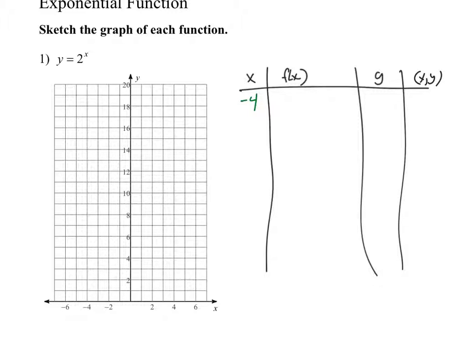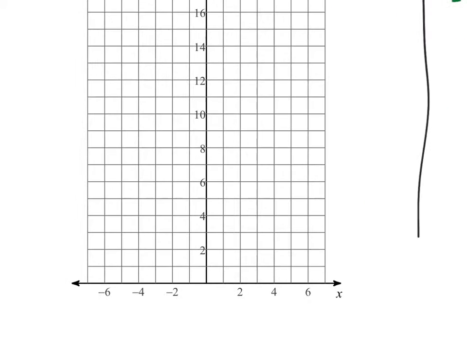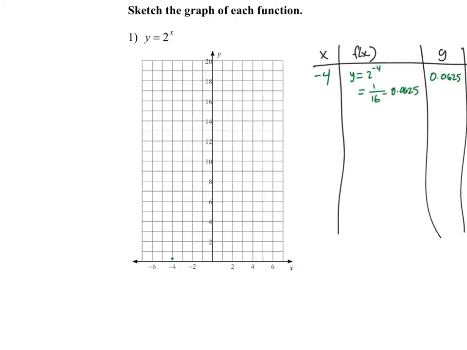So that means that I have y equals 2 to the -4. So that's 1 over 2 to the 4, so it's 1 over 16. So this is a very small number, 0.0625. I have that point here. That number is going to be something very close to here.